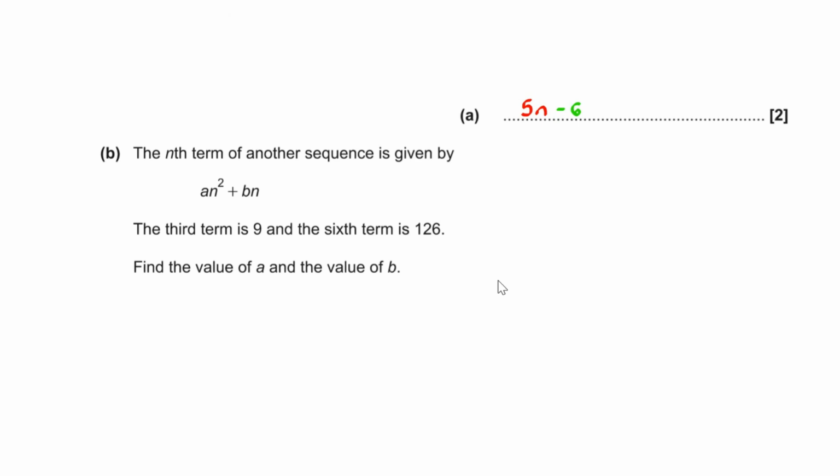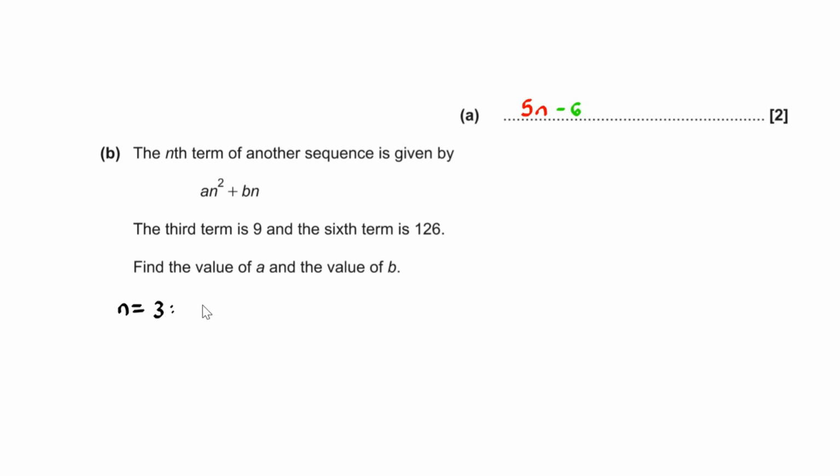And now for part B, the nth term of another sequence is given by an squared plus bn. The third term is 9 and the 6th term is 126. We have to find the value of A and the value of B. Well, if we consider the third term, well, this is when n is equal to 3. So this over here, if we work out the third term, that's when n equals 3.